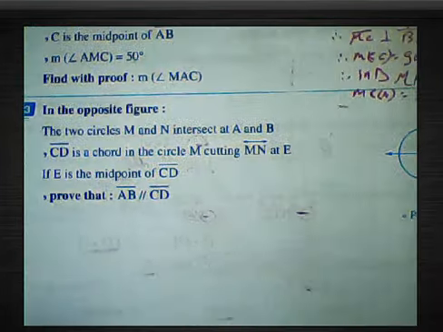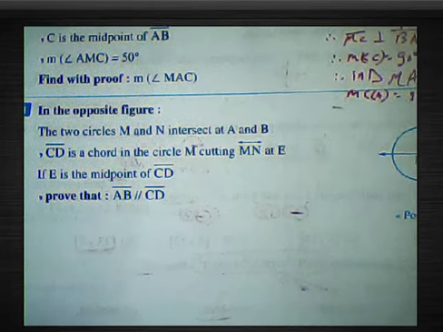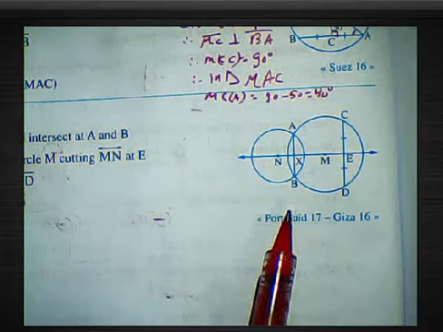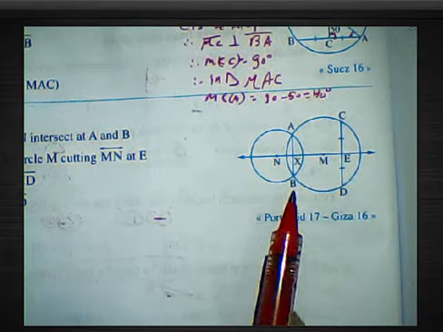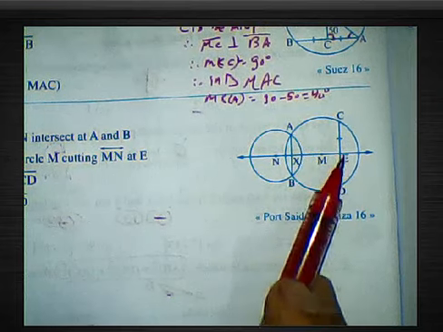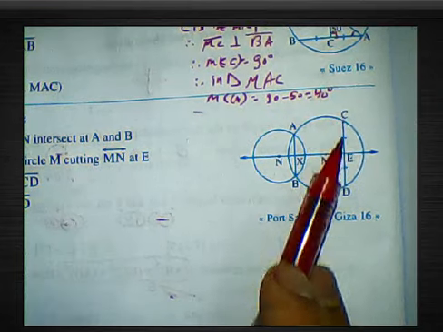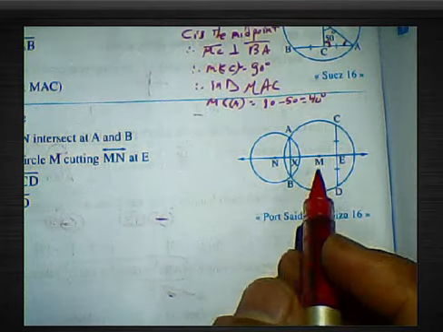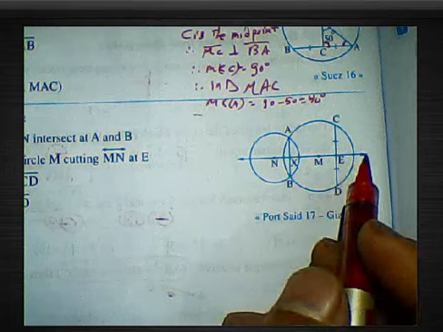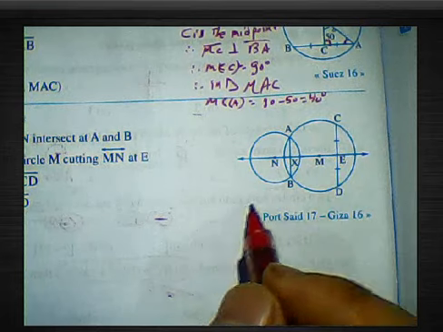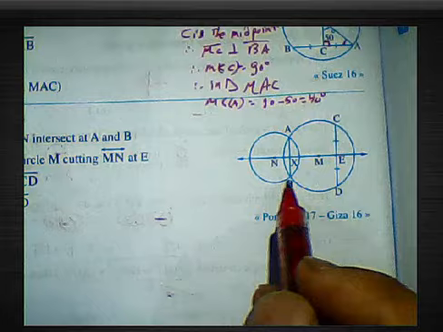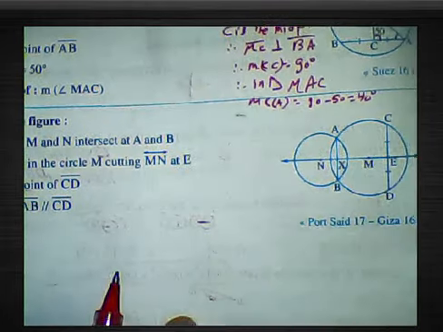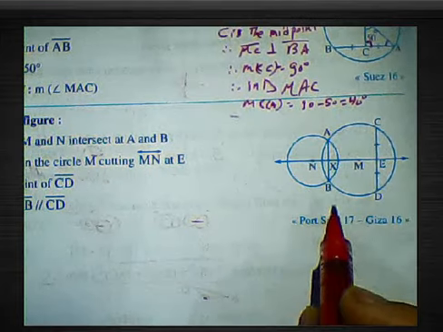Question number 3. In the opposite figure, the two circles M and N intersect at A and B here. And CD is called a chord. We call it a chord, okay? CD is a chord in the circle M, cutting MN at E. E is the midpoint. He asked to prove that AB is parallel to CD. We can prove that.